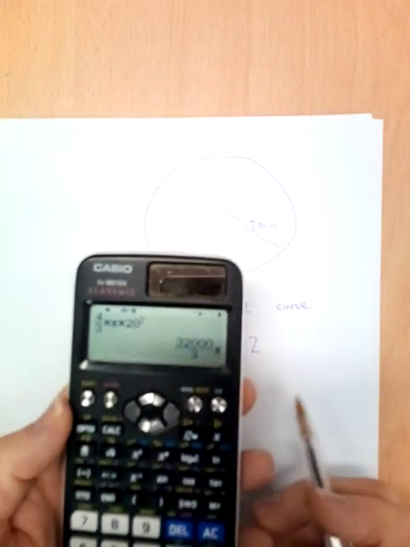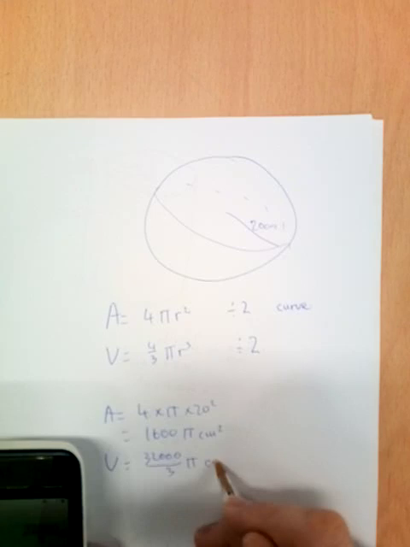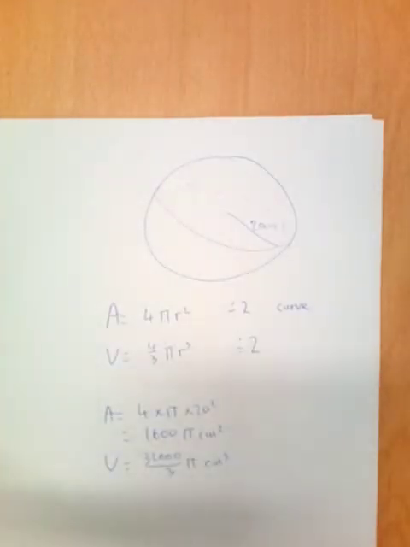Now, sometimes you get awkward answers like these, but if you do, just write it down as you see it. 22 over 3 pi centimeters cubed. So there's your basic kind of answers. Now, I'm going to show you what happens if it's a hemisphere.